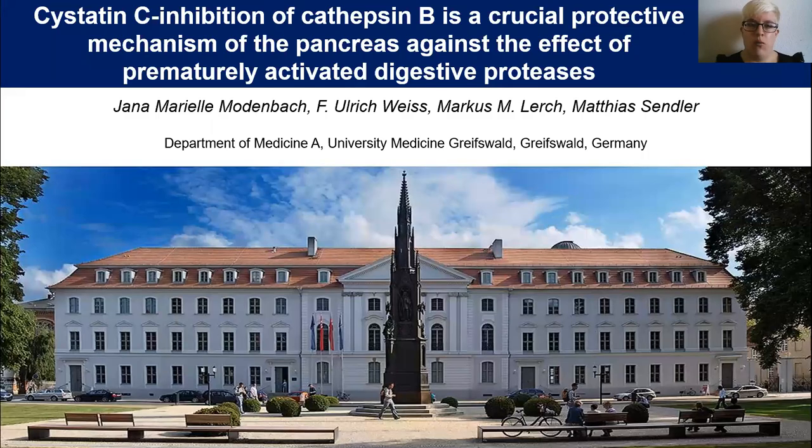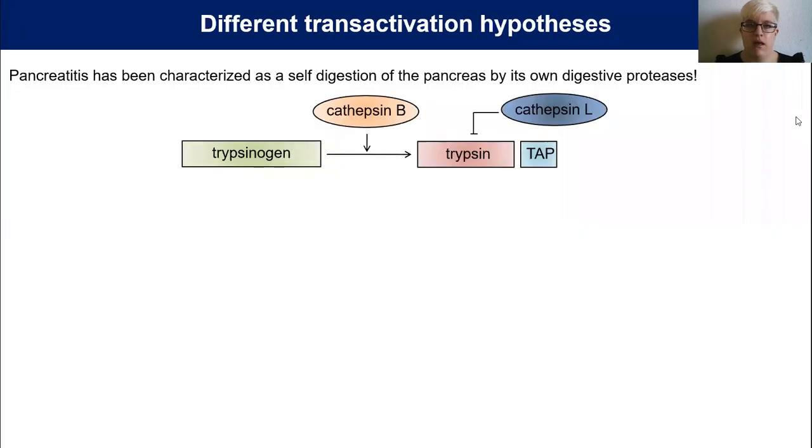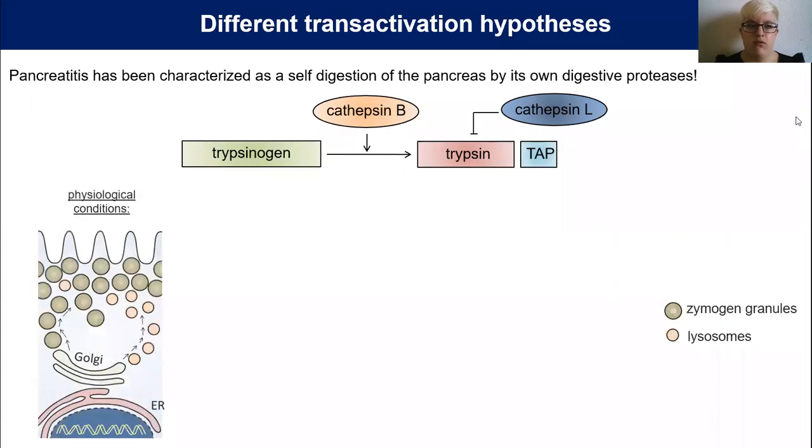I want to show my work today, which investigates the interplay between cystatin C and cathepsin B during pancreatitis. As we all know, pancreatitis is a self-digestion of the pancreas by its own digestive proteases. Under physiological conditions, secretory and lysosome proteins are sorted in the Golgi apparatus and packed separately in different compartments.